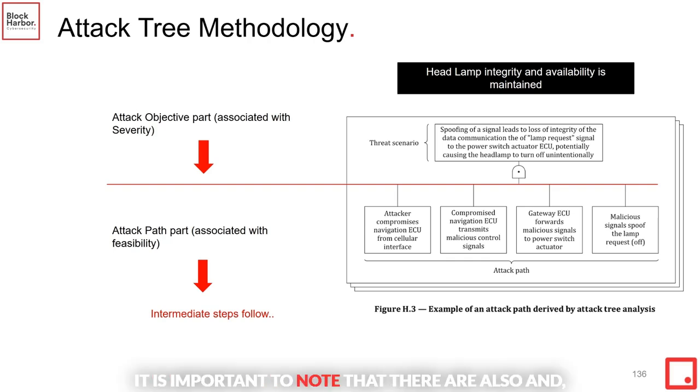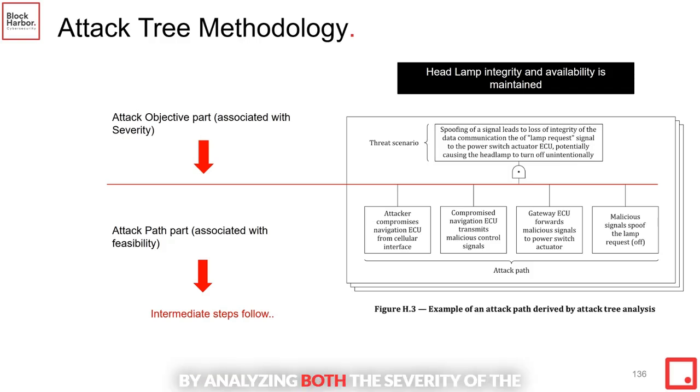It is important to note that there are also AND, OR gates that are involved in attack trees to indicate whether all conditions below the gate must be satisfied for the attack to succeed. The OR gate is when the attacker can take any of the several different paths to achieve the same objective. In this example, this would be an AND gate.